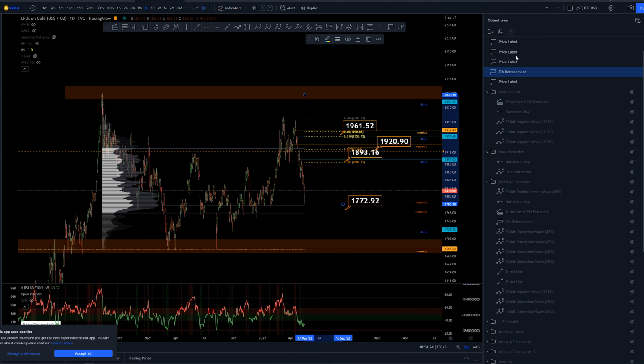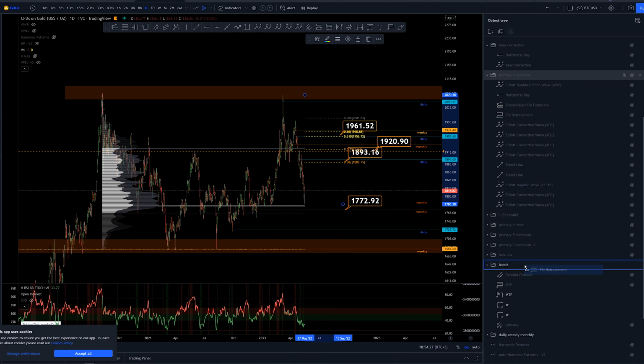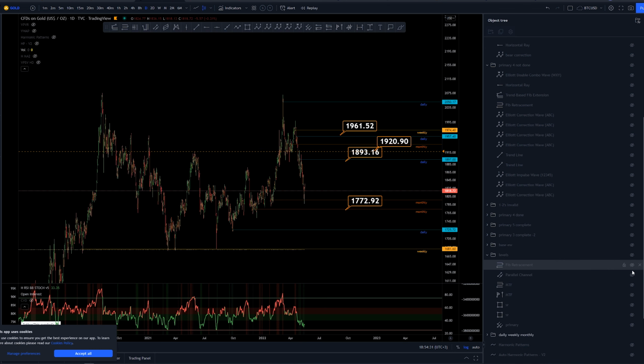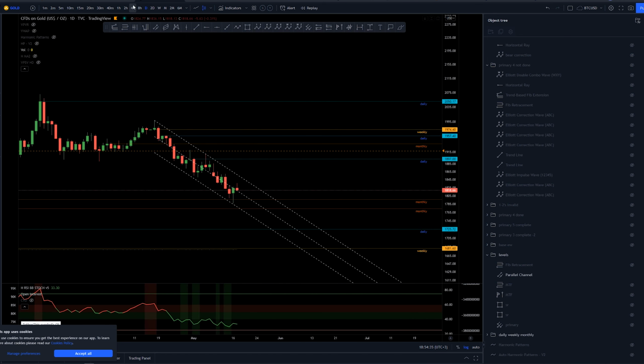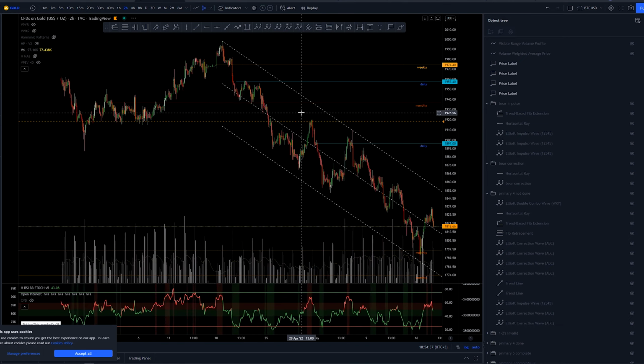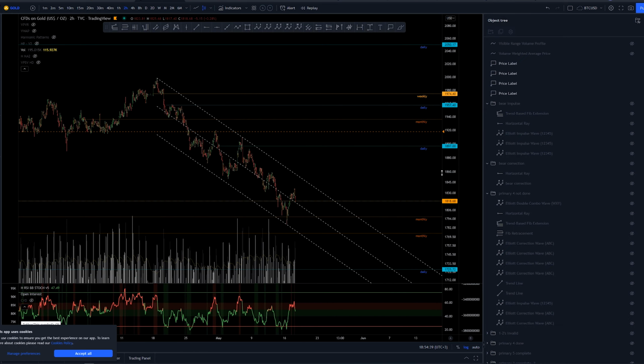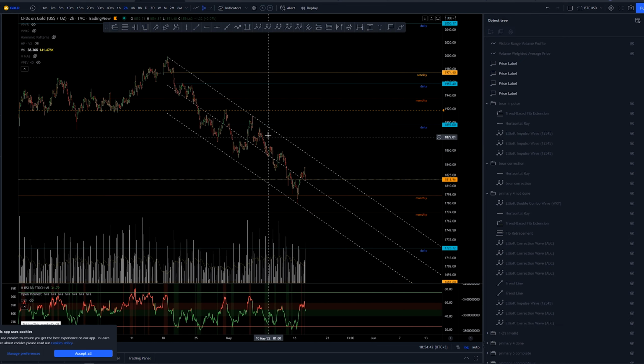But that's basically these basic levels that I wanted to share. The only extra thing here I want to show is this current parallel channel. Again, this is best fit. Let's go to a smaller time frame to see it. Best fit channel around the current highs and lows.